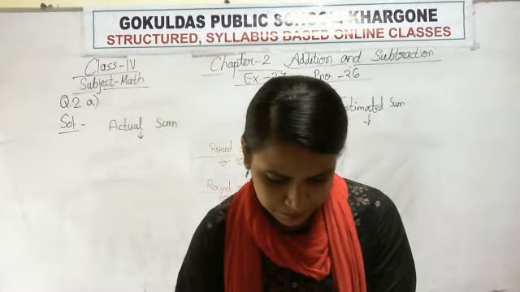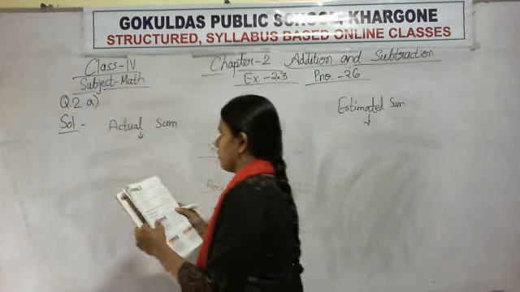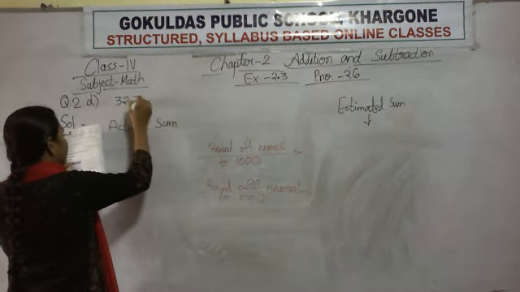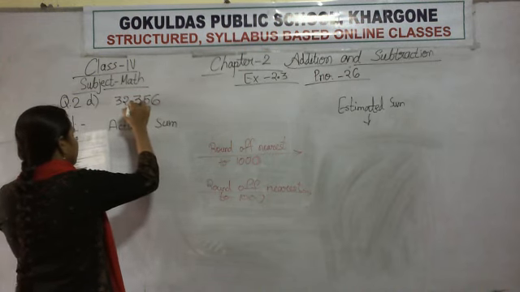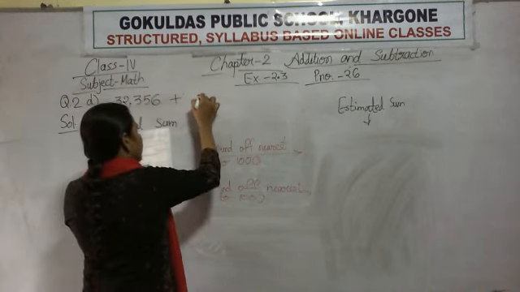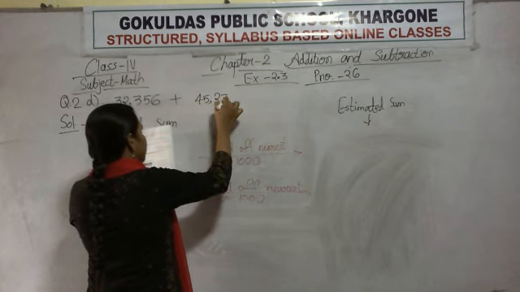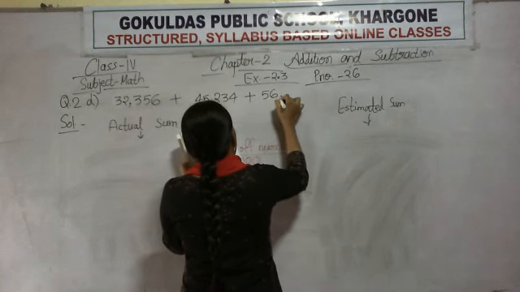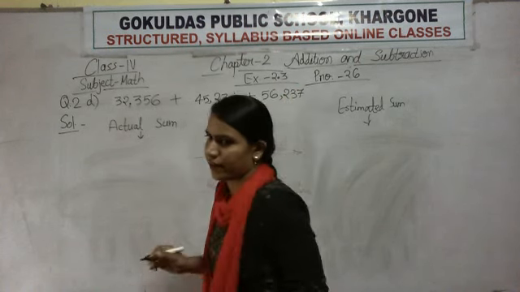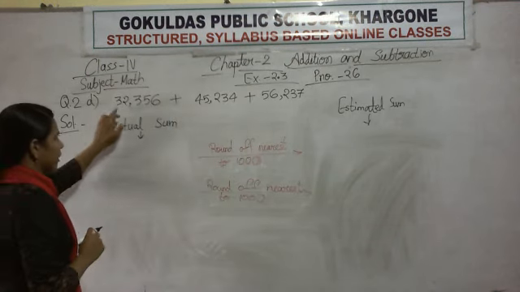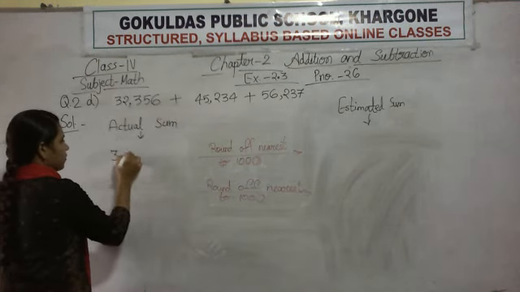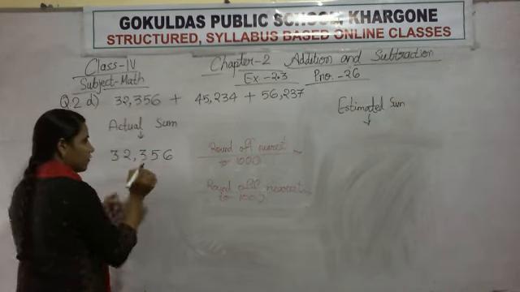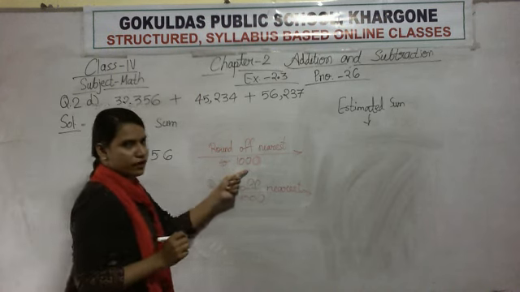In question number D, 3 addends are given, which are 32,356 is the first addend plus 45,234 is the second addend plus 56,237 is the third addend. Now again we will write the first addend, 32,356, and we round this number to nearest 1,000.